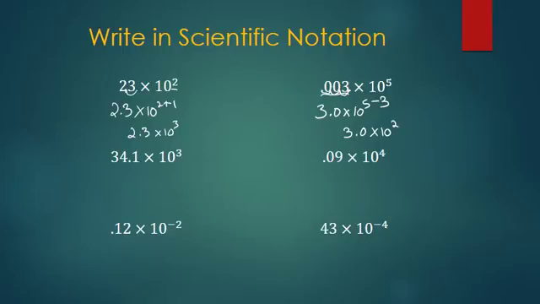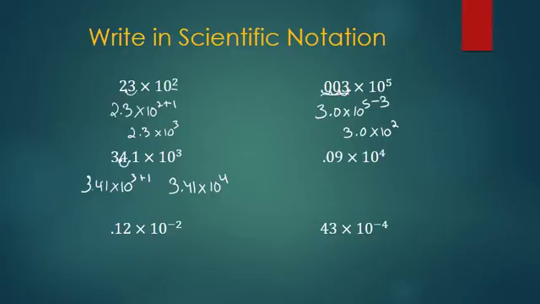All right, the next one is 34.1 times 10 to the 3. Again, 34.1 does not fall between 1 and 10, so we need to move the decimal point over between the 3 and the 4. So I've moved it to the left 1, so I have 3.41 times 10 to the 3. That's the original. And then I moved it to the left, so that's a plus. And I moved it 1 space, so it's plus 1. So my final answer is 3.41 times 10 to the 4.